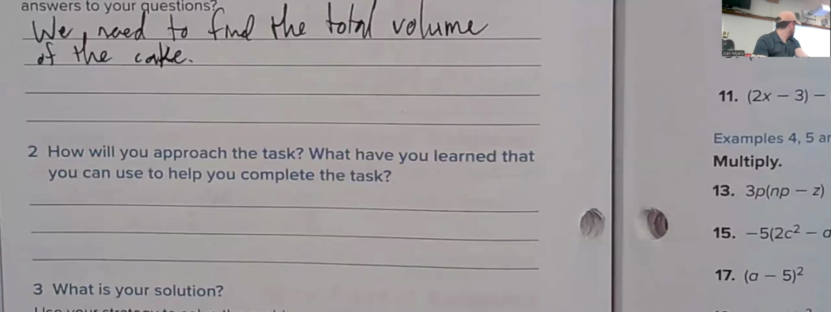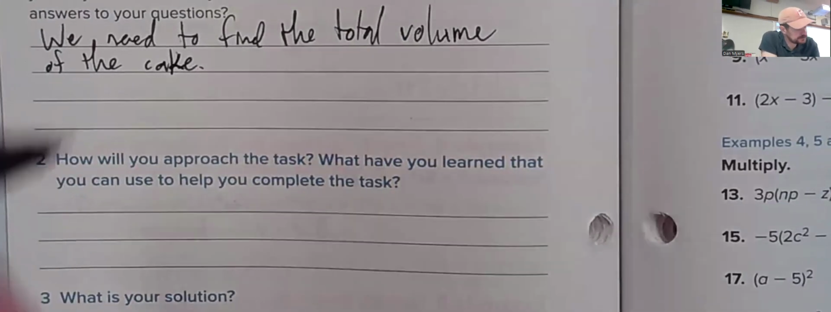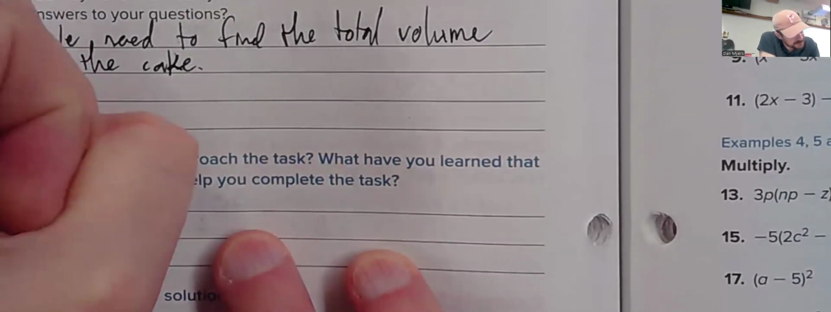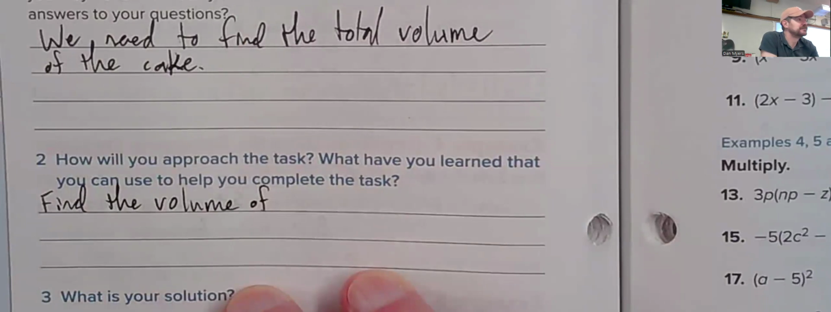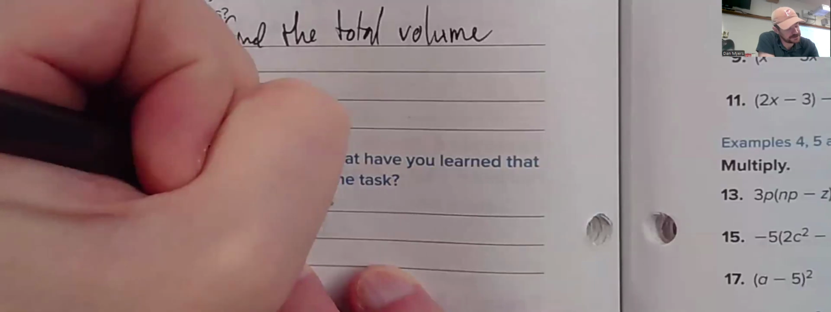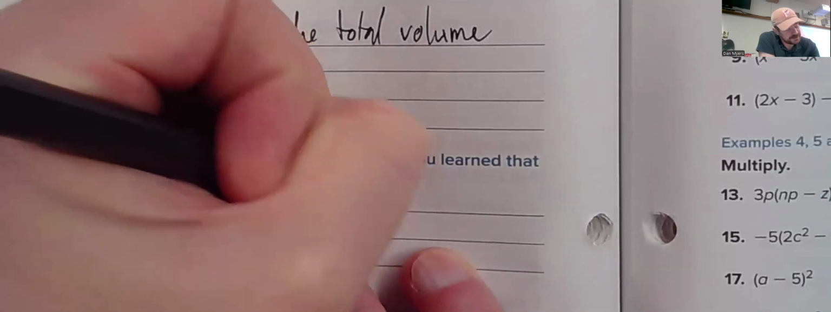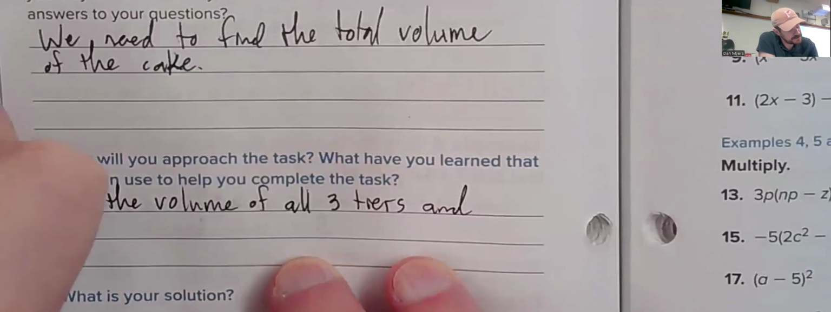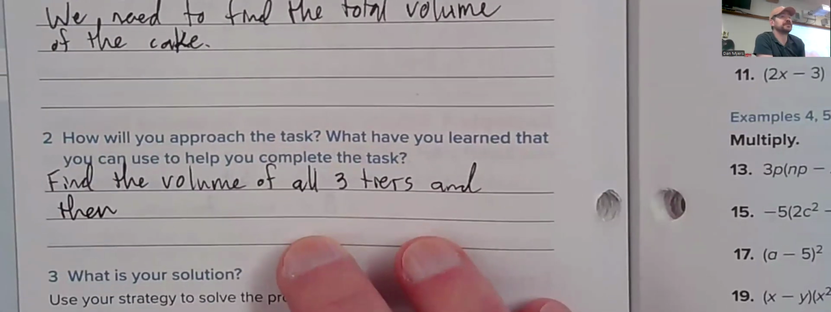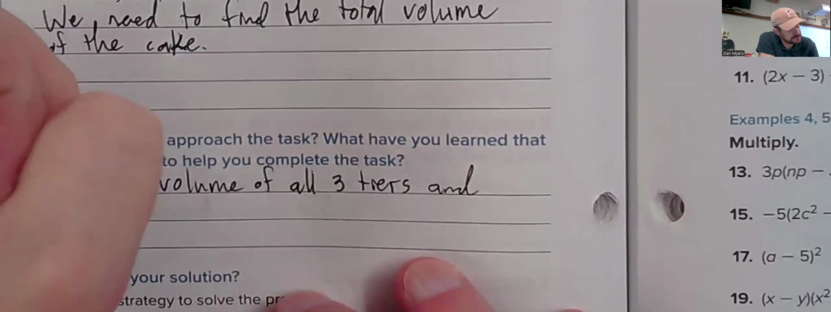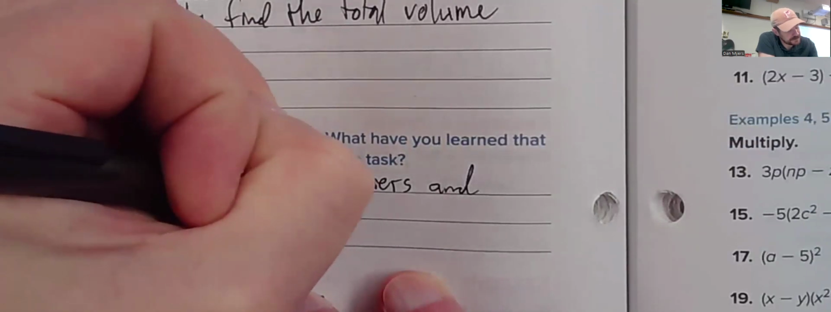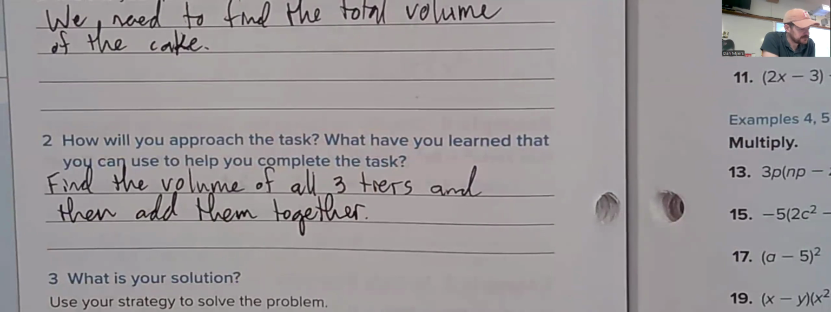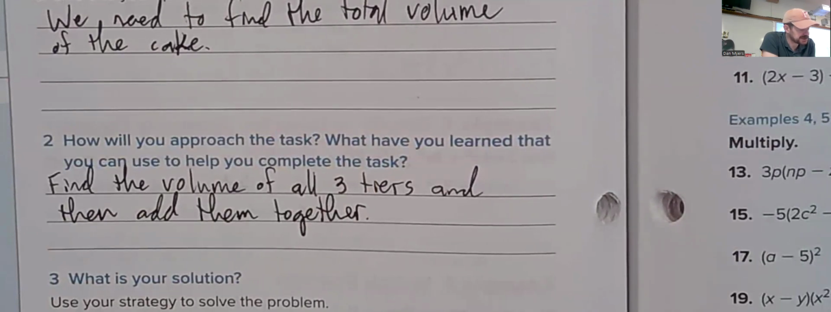All right, how will you approach the task? Well, find the volume of what first? Tier 1, then tier 2, and then tier 3. So find the volume of all 3 tiers. And then what? Once we have the volume of all 3 tiers, what do we do with them? Add them together. All right. Then add them together. Okay. Use your strategy. Okay, let's do it.